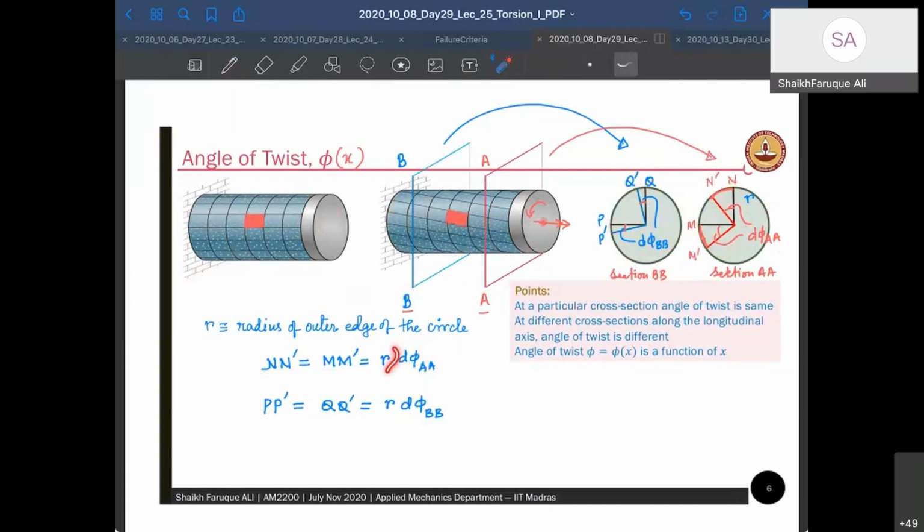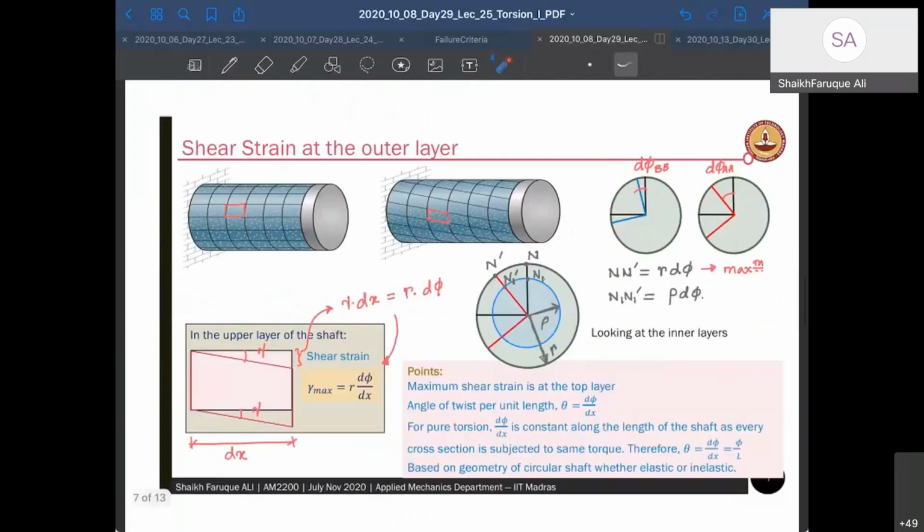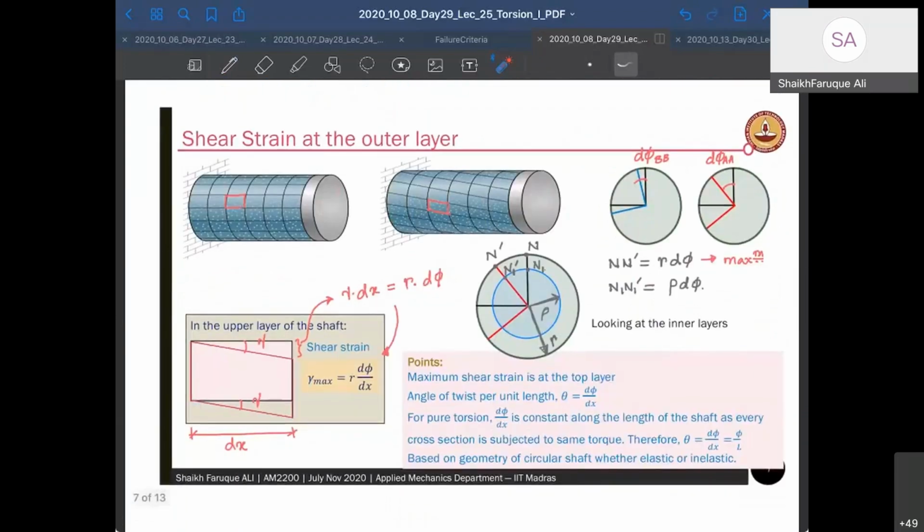It's going to be R d phi AA. So this is your d phi AA, so it's going to be radius into d phi AA. Similarly, P P dash and Q Q dash are going to be R into d phi BB. Very simple relationship because we are assuming very small angle change, right? Now look at this picture. We have already talked about these two pictures and we have said that N N dash is going to be R d phi and N1 N1 dash is going to be rho d phi. Now look at this picture.